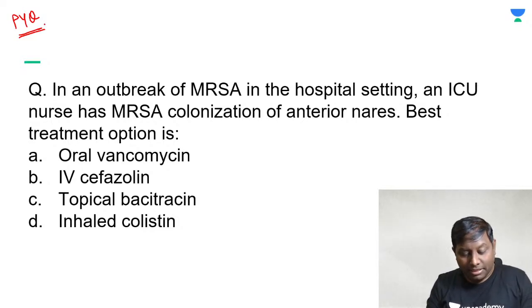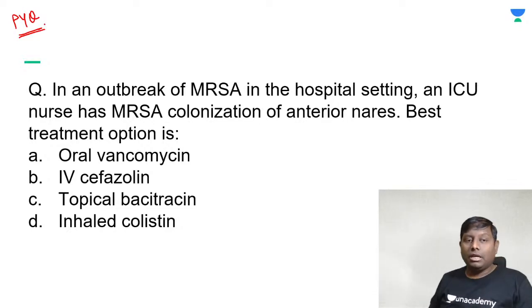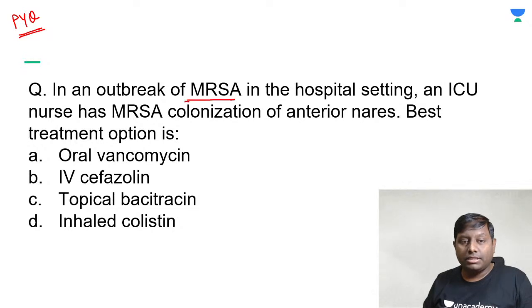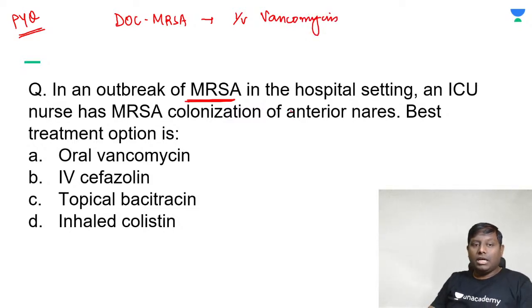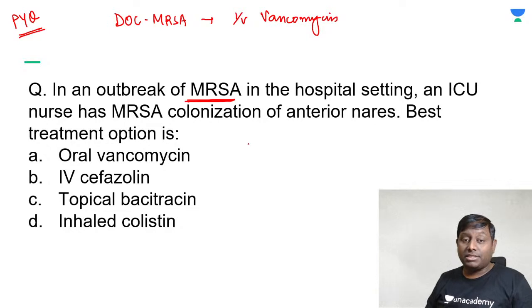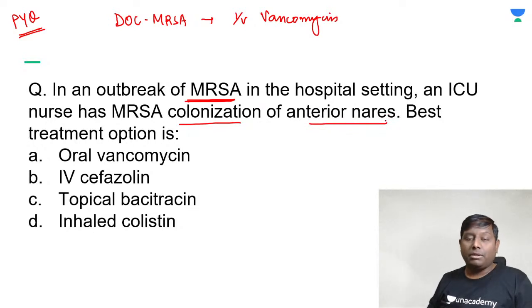So many of you are marking C, others are marking A or 1. Okay, oral vancomycin. Now 2 things are there. One thing is simple: the drug of choice in any MRSA group of infection, guys, is IV vancomycin. We all know this, right? But am I telling you that there is a systemic MRSA infection, or a colonization of anterior nares? This is a confusing question. Many students made a silly mistake.